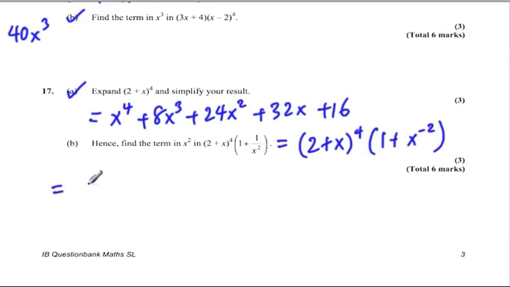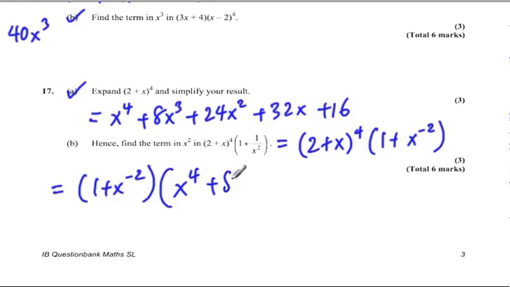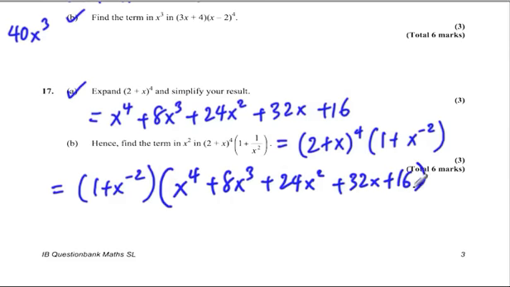So I'm just going to rearrange this. I'm going to say (1 plus x to the negative 2), and since we've already expanded this term, I'm just going to write that. So that's x to the power of 4 plus 8x cubed plus 24x squared plus 32x plus 16. Okay? So what we observe here is, remember, we're looking for the x squared term.